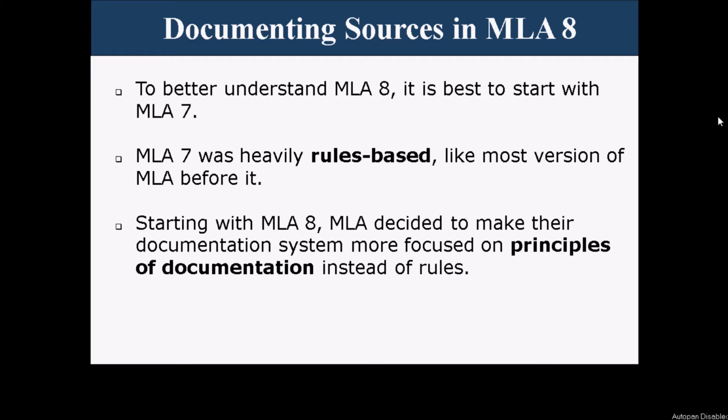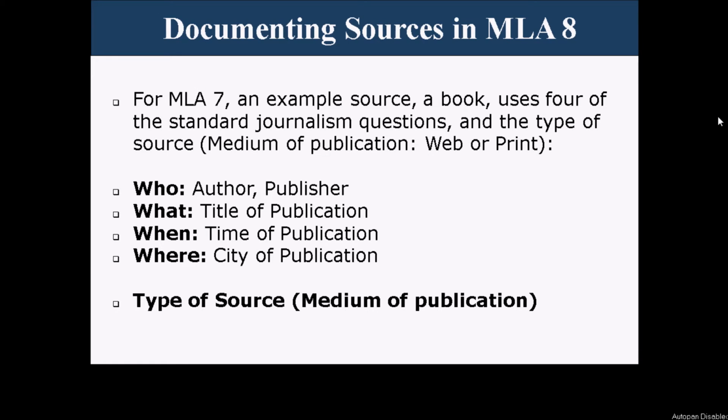To better understand MLA 8, it is best to start with MLA 7. MLA 7 was heavily rules-based, like most versions of MLA before it, and it became more rules-based over time. Starting with MLA 8, however, MLA decided to make their documentation system more focused on citation principles of documentation instead of rules. For MLA 7, an example source, a book, uses 4 of the standard journalism questions, and the type of source, the medium of publication, web or print.